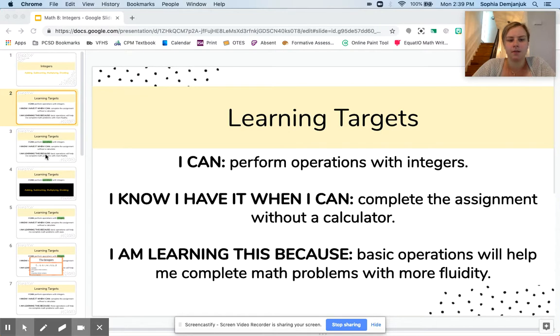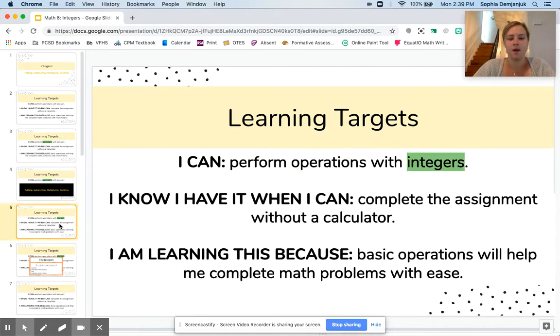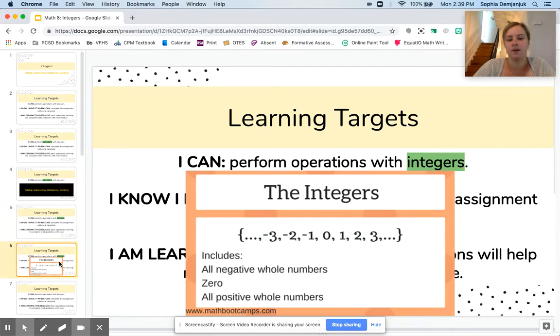So the first word that you might be questioning is operations. And operations is what we were just talking about on the last couple of slides. It's the adding, subtracting, multiplying, dividing, and so forth. So we're going to be adding, subtracting, multiplying, dividing with our integers. But what if you don't know what integers mean? So let's talk about the definition of integers. Integers include all your negative whole numbers, your zero, and all your positive whole numbers.